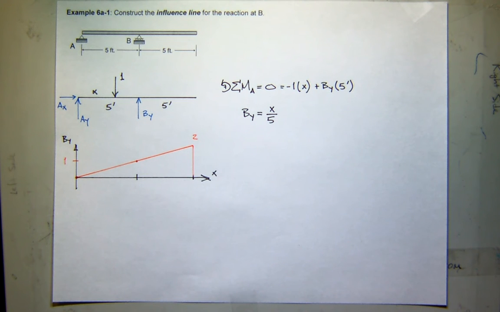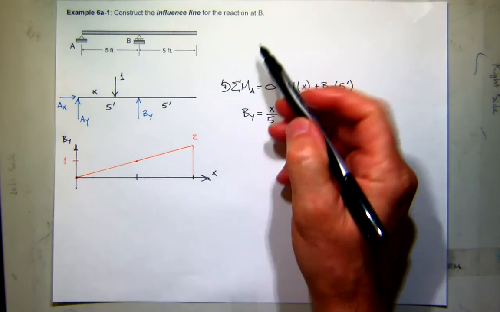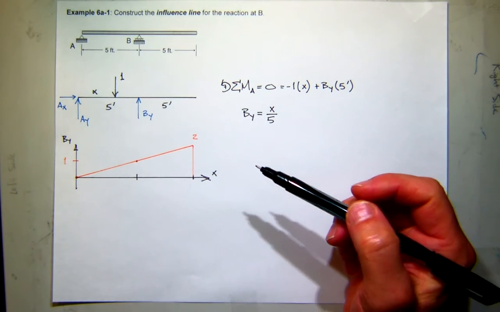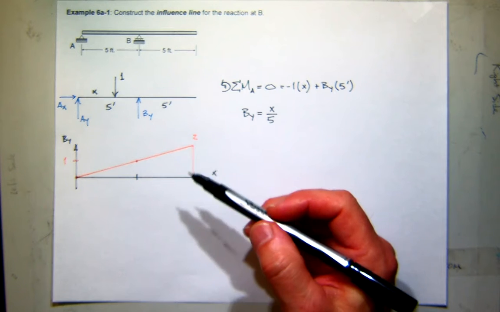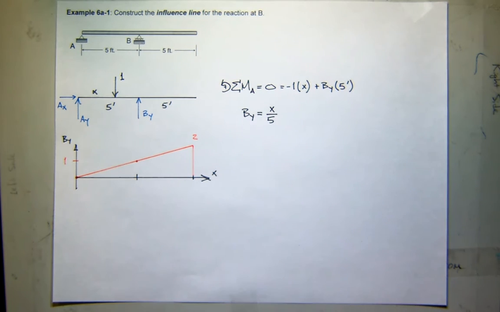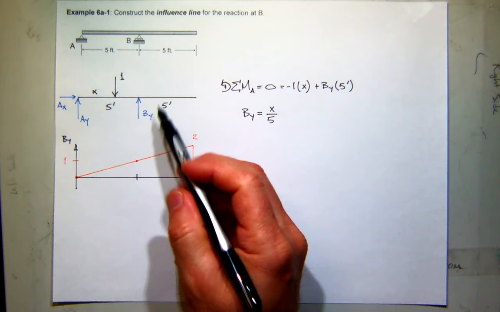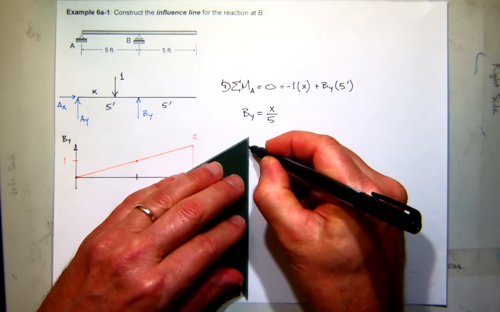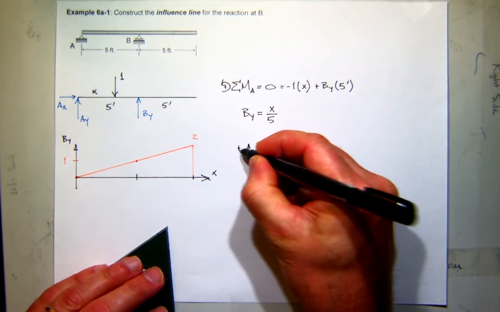Now, since we're here, let's go ahead and add to this: what's the influence line for the reaction at A? So how do I find AY? How would you normally find AY if you know BY? Yeah, so let's sum forces in the Y direction.